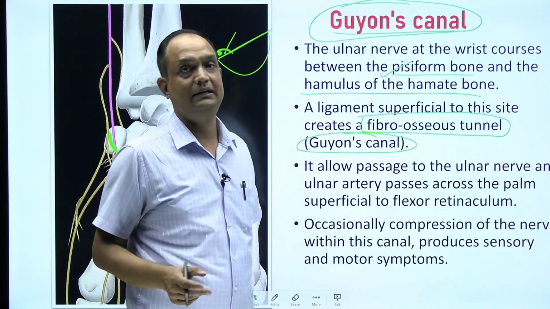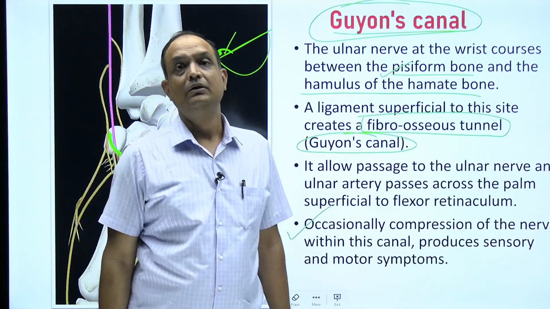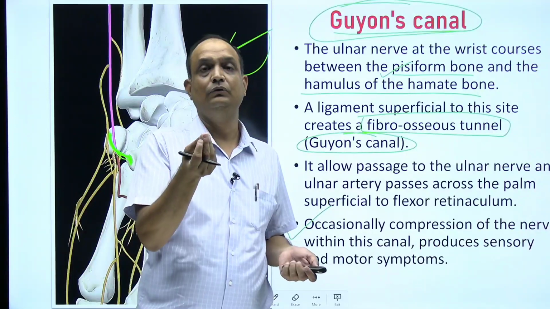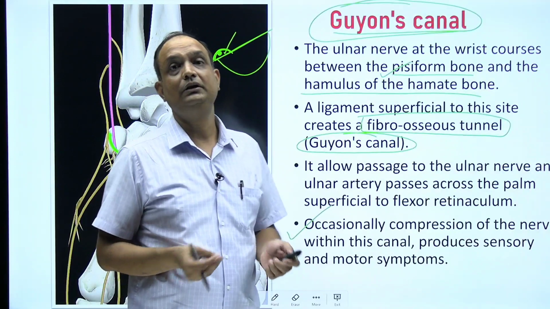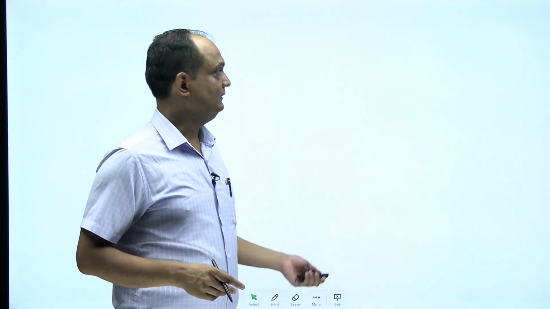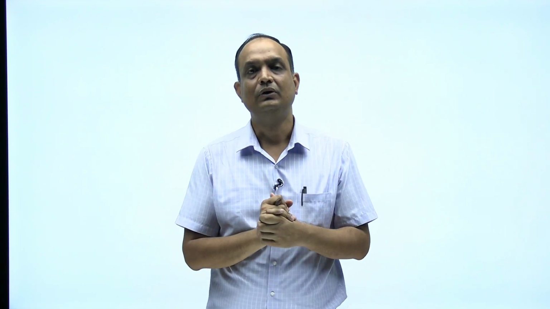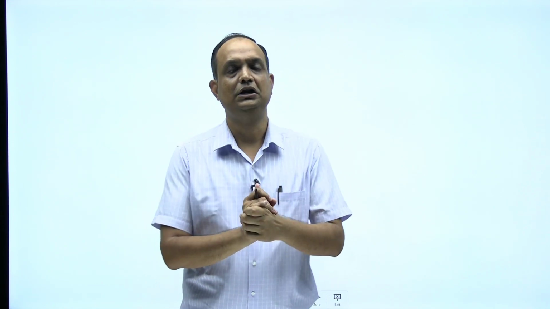Sometimes compression of the ulnar nerve occurs in this canal, maybe due to bulging of the synovial membrane or a ganglion formed inside this canal, and that will lead to the features of ulnar nerve involvement. So this is all about the ulnar nerve. Now I hope you know the course of the ulnar nerve, why the C7 root is a part of the ulnar nerve, how it comes there, what the branches of the ulnar nerve are, and what the cubital tunnel and Guyon's canal are in relation to the ulnar nerve.